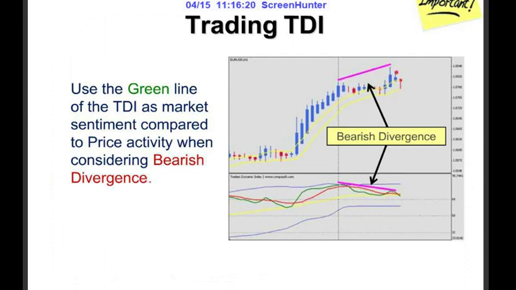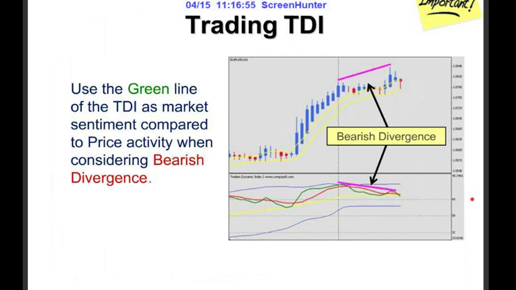Again, if you're not familiar with divergence or bearish divergence, higher highs in price, lower highs in the green line. Now, for those of y'all who've written me and said, well, Dean, can I also see hidden divergence with the TDI? Yes, you can. You can see regular divergence, and you can also see hidden divergence. And for those of y'all who say, well, I can barely ever see hidden divergence, it's because it's hidden. That's how it gets its name, hidden divergence, because it's tough to see.